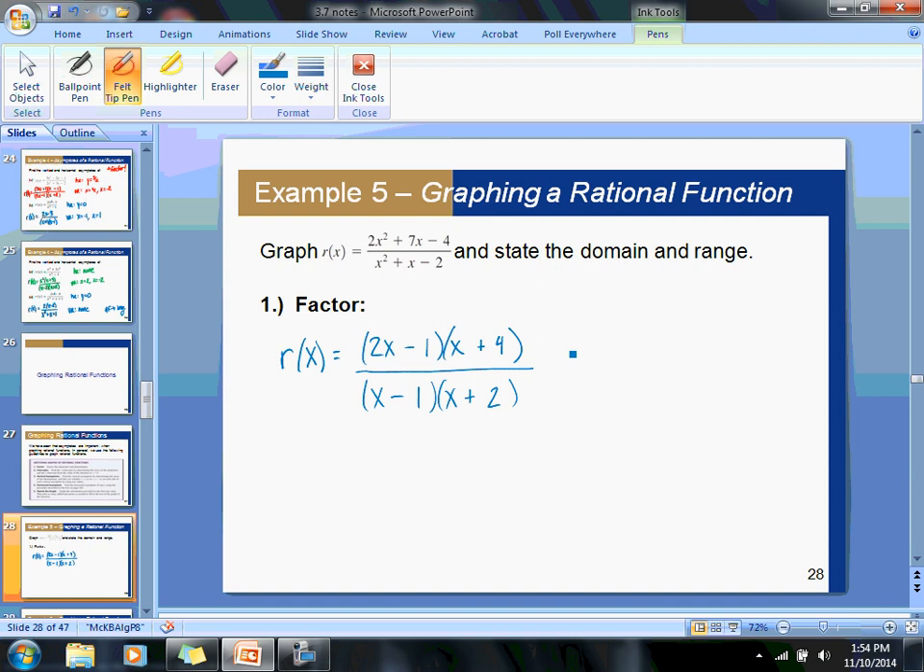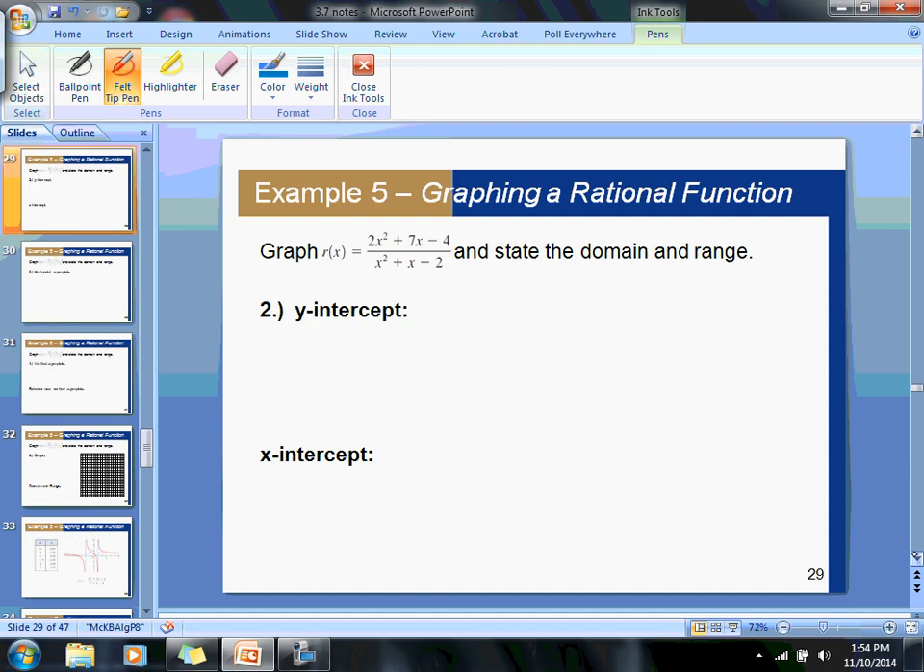Now, when we go on to the next step, that's finding our x and y intercepts. Remember, to find your y-intercept, you can plug 0 in for x. So you can have 2 times 0 squared, so that's 0. And then 7 times 0 is 0, minus 4. And then you'd have 0 squared is 0, plus 0 minus 2. So that's going to be negative 4 over negative 2, so that's just going to be 2. So your y-intercept is going to be 2.